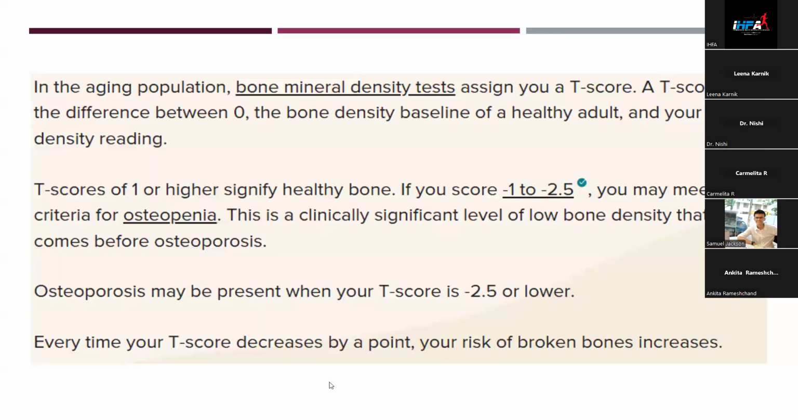In the aging population, the bone mineral density is assigned a T-score. If the T-score is higher than -1, it is a healthy bone. If it is between -1 and -2.5, it's osteopenia. If it is lower than -2.5, it is osteoporosis.